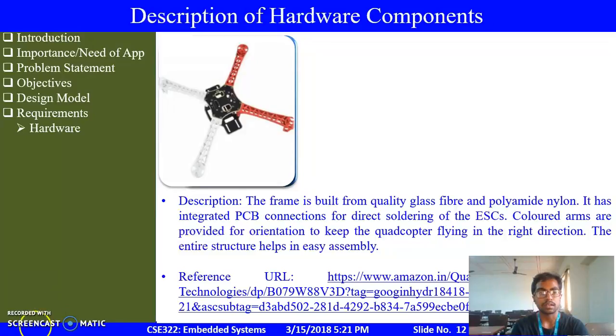The next part is the quadcopter frame. We use an F450 frame, which is one of the best models available. This frame contains a PCB, the power supply board, to which all the ESCs and the battery are connected. This PCB is located at the bottom of the frame.